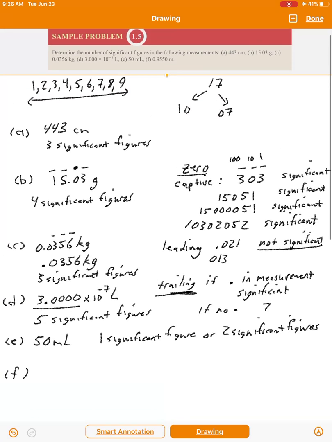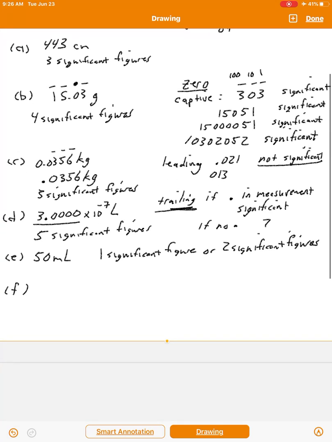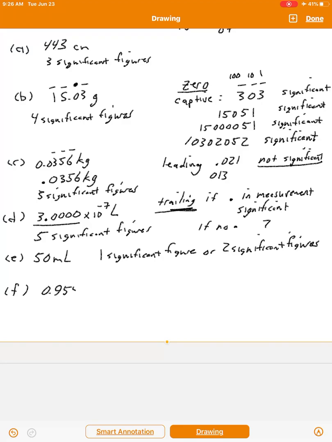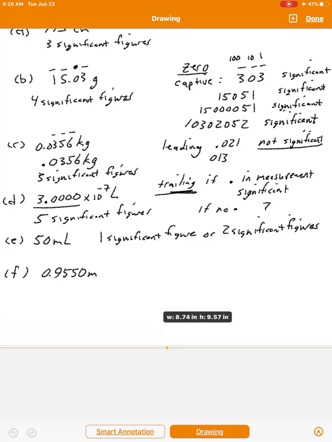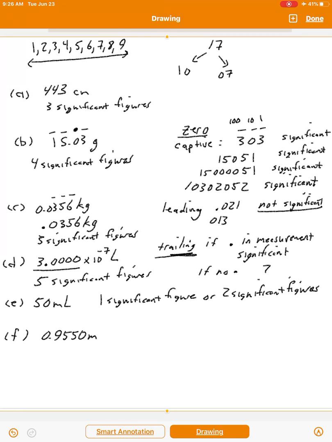And then F is 0.9550. Is that centimeters? That's meters, sorry. Okay, well, the 9 and the 5 and the 5 are significant. It's the 0 on the right that's important, right? Remember, this could also be written as .9550. And so there is a decimal point. So the rule, that third rule, is it's trailing. The trailing zeros are significant if there's a decimal point. So this one has 4 significant figures.